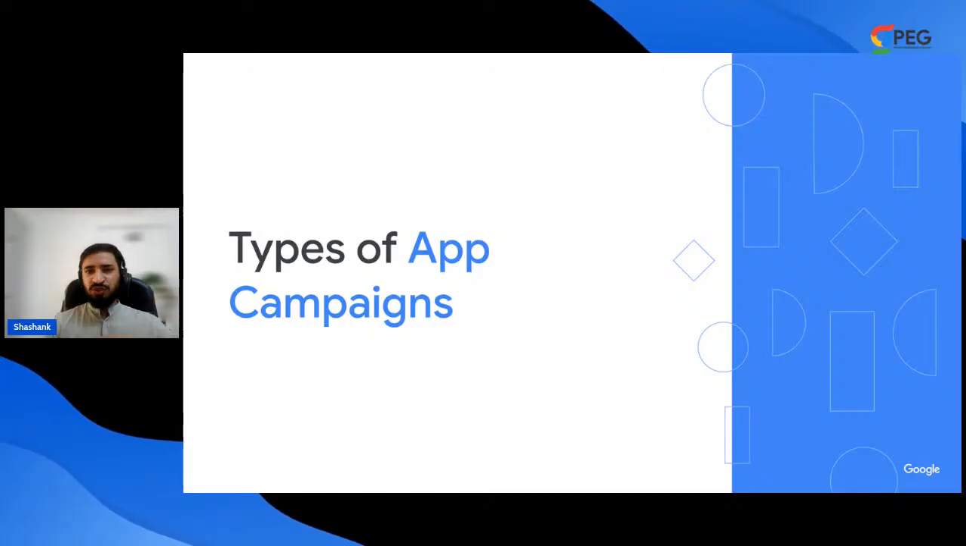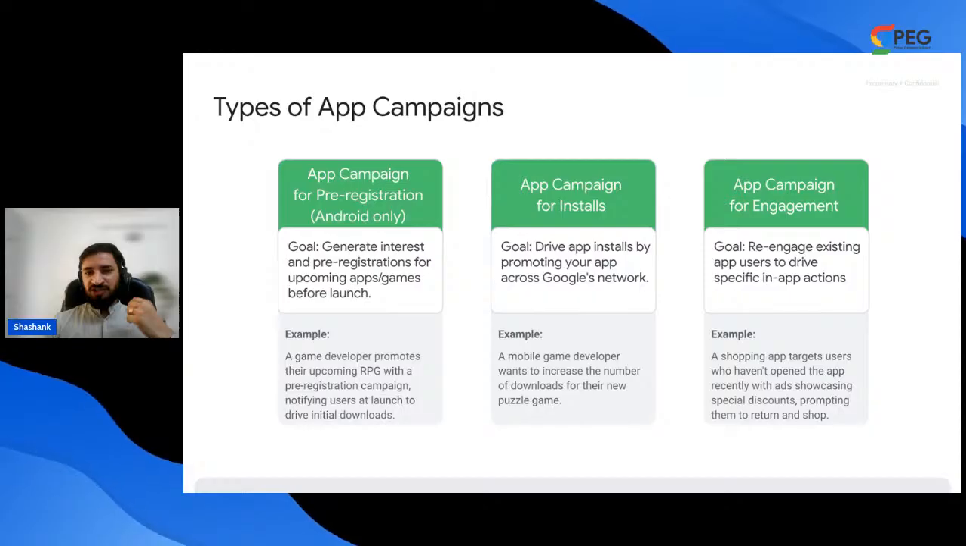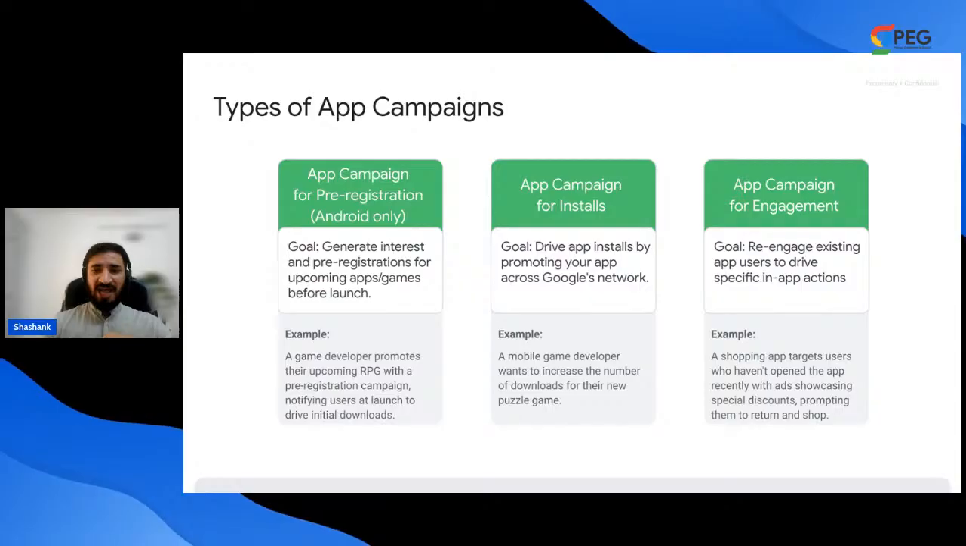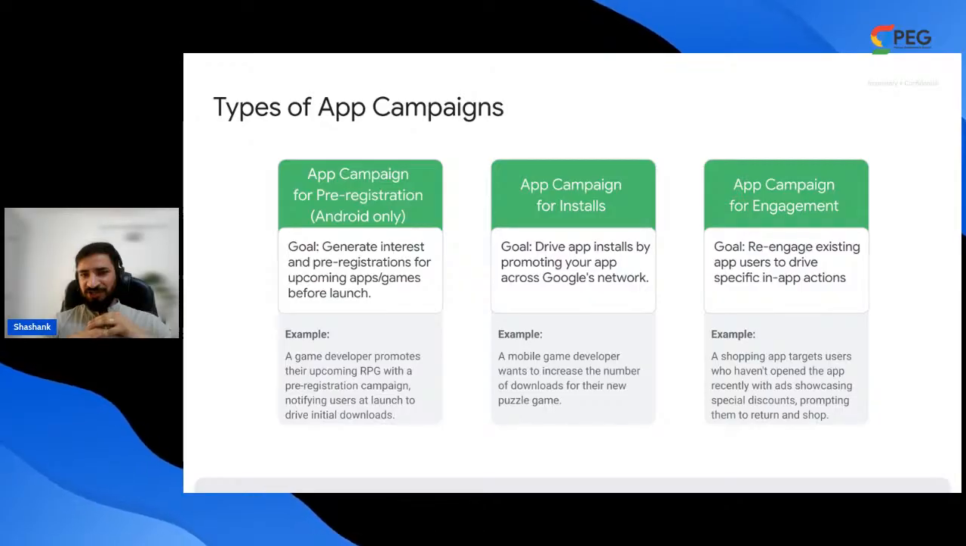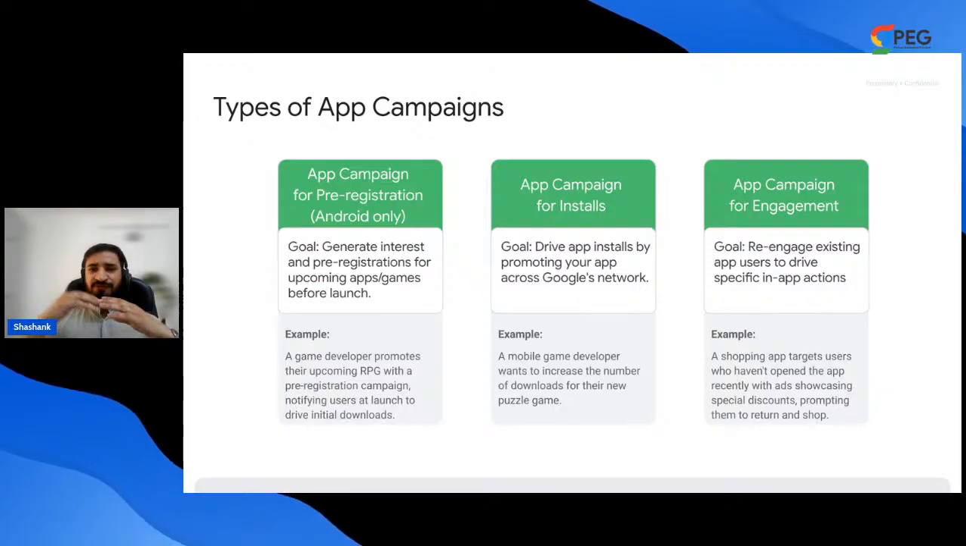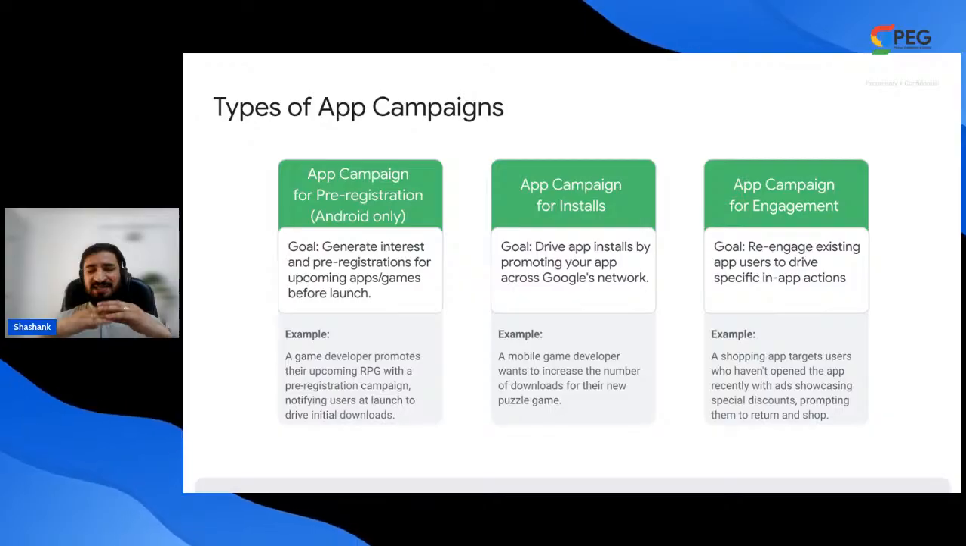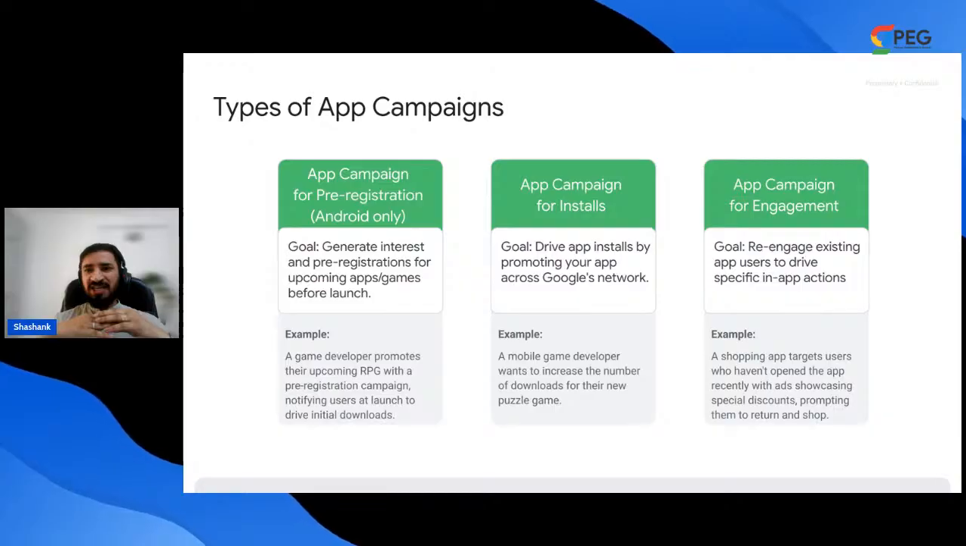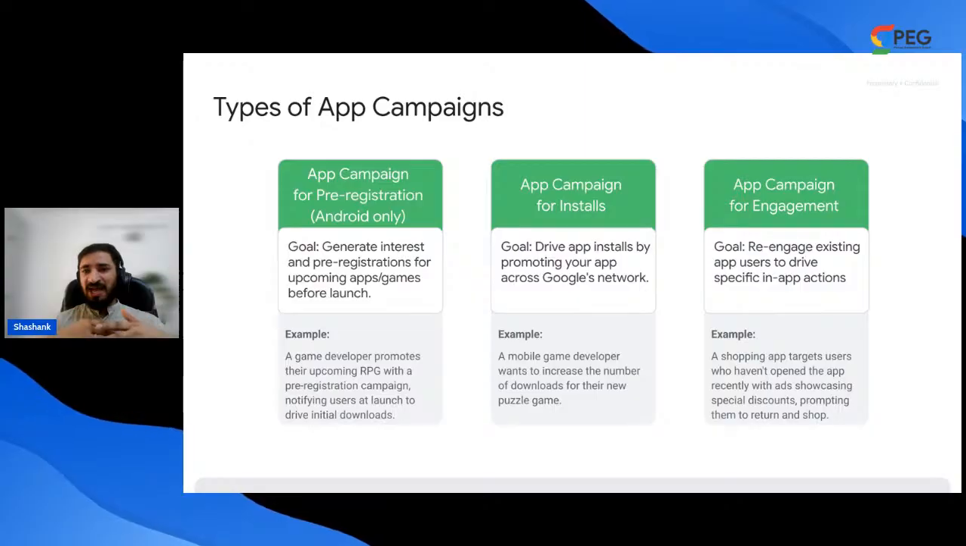Now we'll quickly cover the different types of app campaigns that we have in store for you. So app campaigns are always linked to your broader marketing objectives. For example, if there is a user in the market who is launching a big game, they can use the campaign type app campaign for pre-registration because they want to see how many users would be interested in their game and would like to install the app once it's launched in the market. The second campaign type is app campaign for installs.